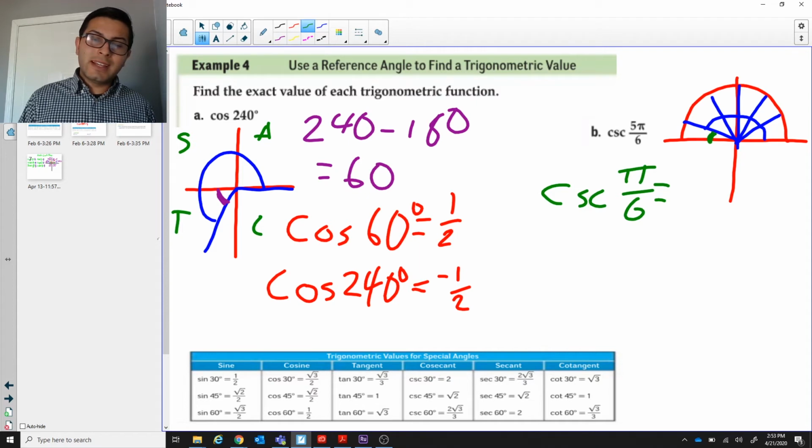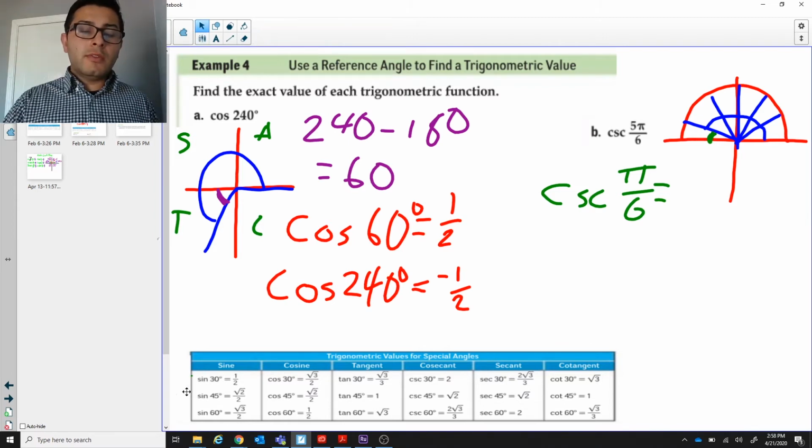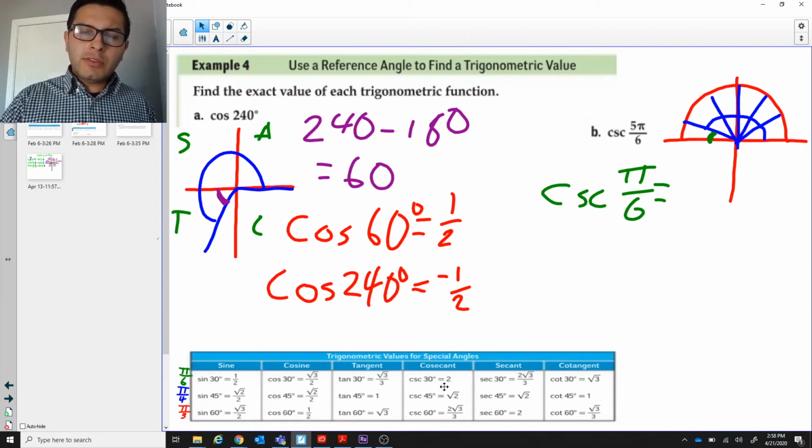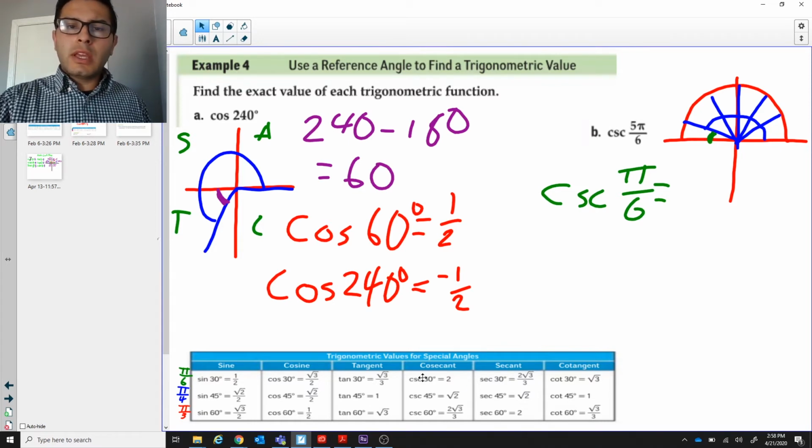Now, here's the cool thing: since all we have is 30, 45, and 60 degrees, all we have to do is just convert them to radians, and we're fine. I have already gone ahead and done so for you, so 30 degrees is going to be pi over 6. 45 degrees will be pi over 4, and 60 degrees will be pi over 3. We are finding cosecant of pi over 6, or equivalently cosecant of 30 degrees. So we can look down at our list and we can find cosecant of 30 degrees equals 2. So we're going to say 2.